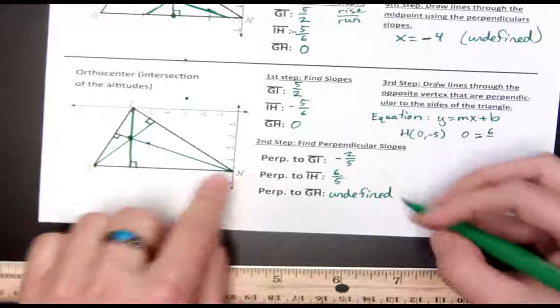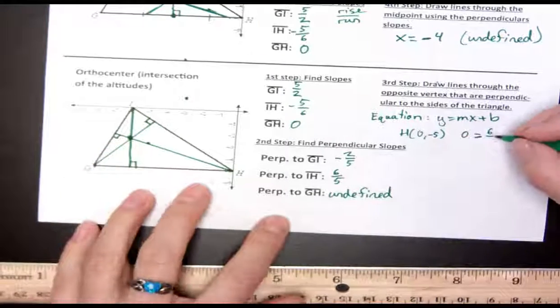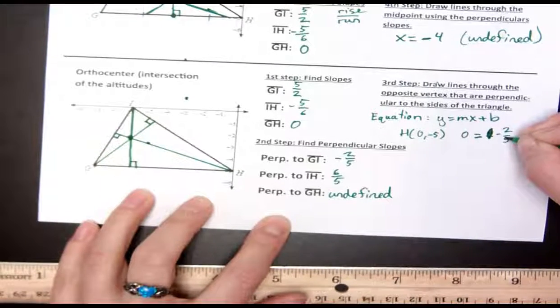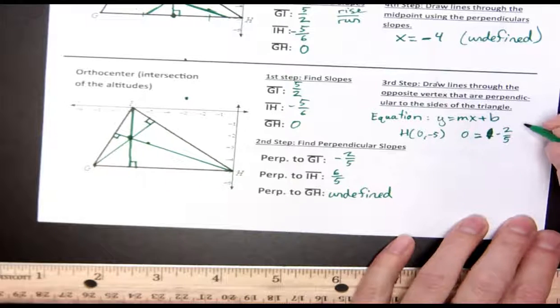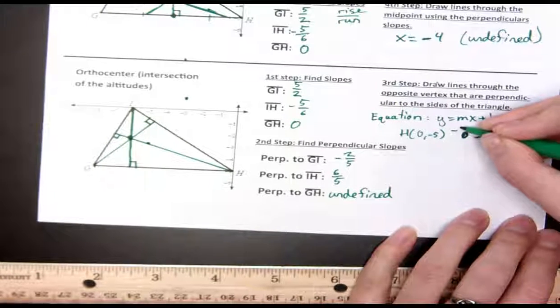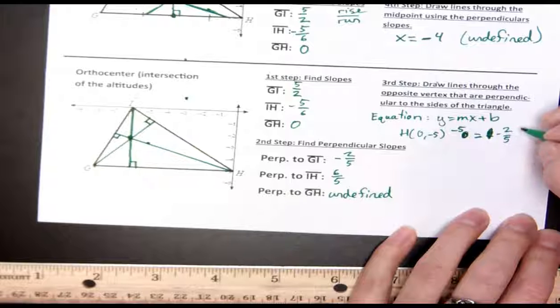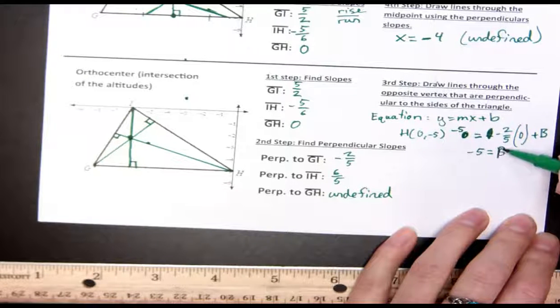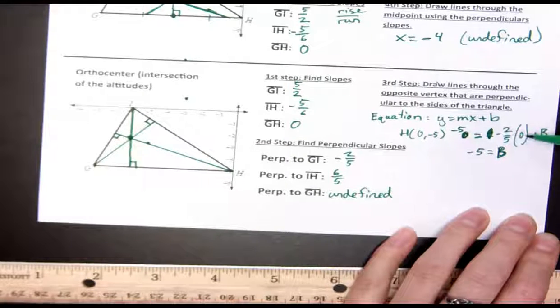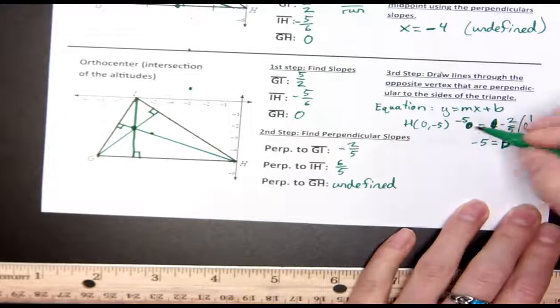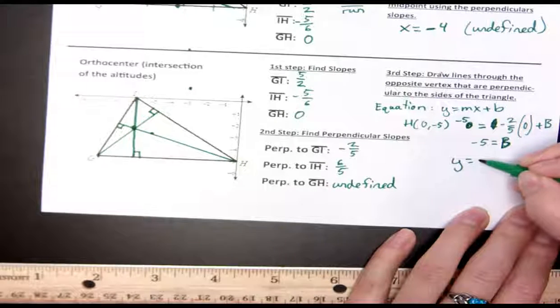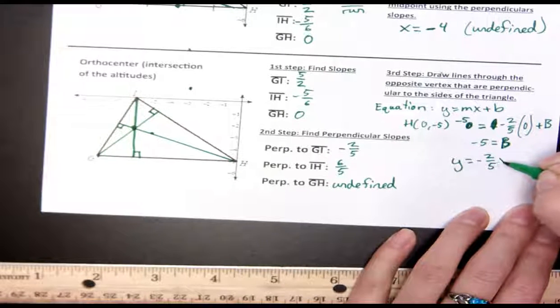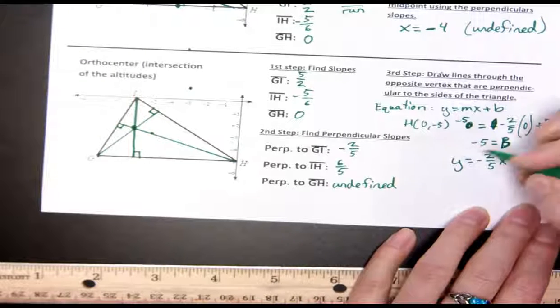No, it wasn't 6 over 5. What was the slope? So perpendicular, H means perpendicular to GI. So negative 2 over 5. I totally did that wrong, sorry. Negative 5 equals negative 2 over 5 times 0 plus b. When I multiply that out, what does b equal? So negative 2/5 just cancels out when I have 0. And so my equation of that line is just y equals negative 2/5 x minus 5.